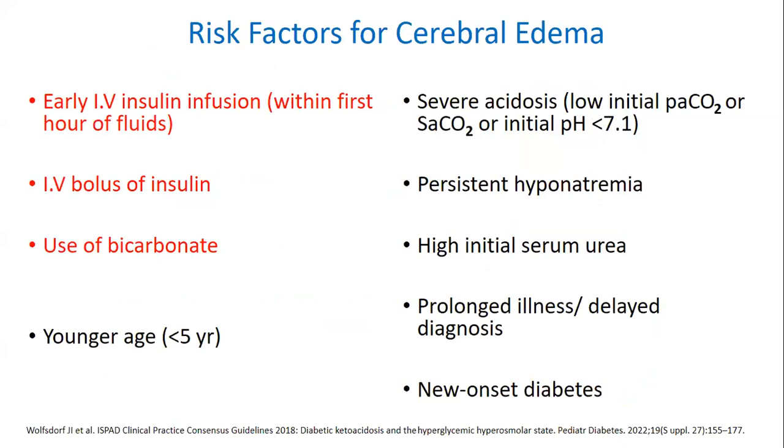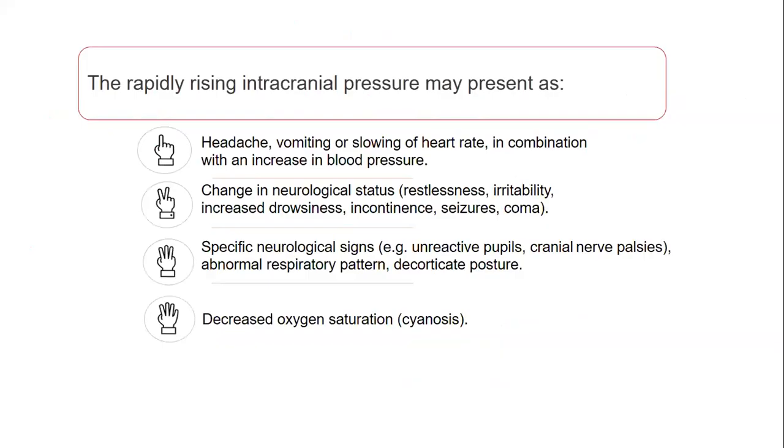And what are the risk factors? Early IV insulin infusion, or giving a bolus of IV insulin, use of bicarbonate, those who are less than 5 years, those who have severe acidosis, those who have high initial serum urea, and patients who have really delayed before presenting themselves to the hospital. Most patients with new onset diabetes, because it takes a while to diagnose them, are more likely to get cerebral edema.